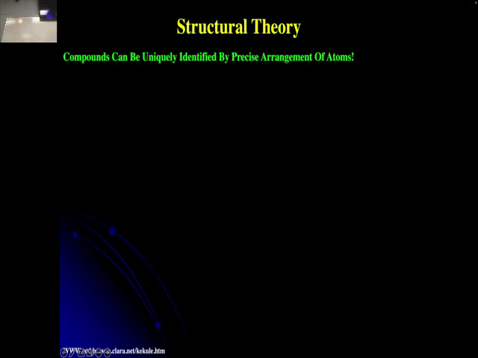Now, you're going to need to know a little structural theory. We can uniquely identify compounds by the precise arrangement of atoms. If we know exactly how atoms are arranged and how they're connected to one another and how they point in 3 dimensions in space, we can start to do something with those. We can start to make predictions. We can start to exploit properties, etc. So just like I was showing you before, obviously different arrangements of those atoms, in that example that I gave you.